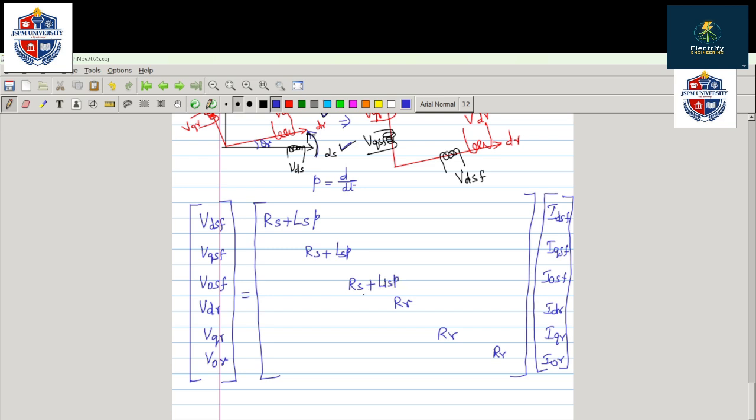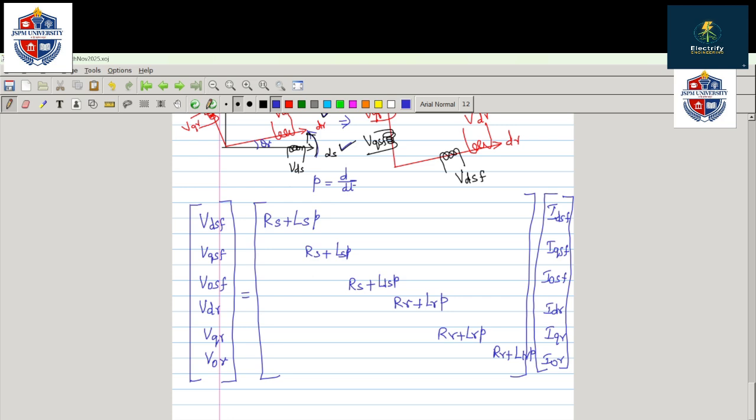Why LLS into P? It is a zero sequence component, and the zero sequence component will not contribute any magnetizing effect. Similarly here we can write LR into P, LR into P, and LR into P. So now this entire diagonal of the matrix is complete.